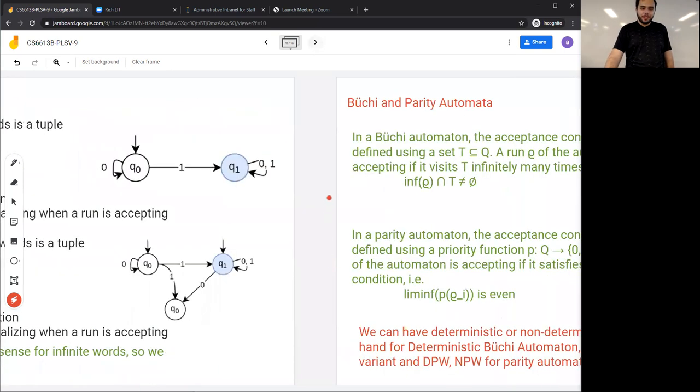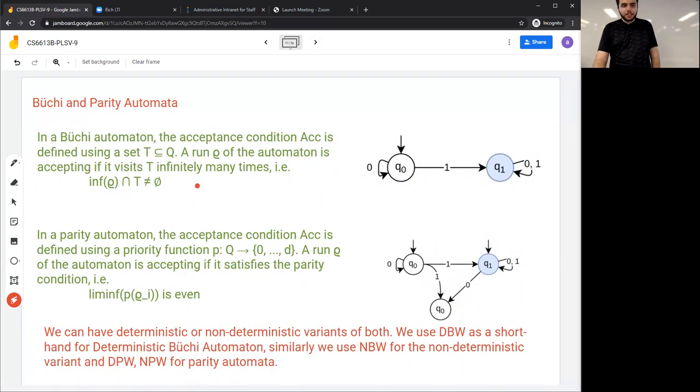So here's how it works. In the case of a Büchi automaton, you have a set T of accepting states, and a run of the automaton is accepting if it visits T infinitely many times, if it visits T infinitely often. This is just like the Büchi condition in our games. Now consider this automaton, which was the same thing that I asked you previously about, but now consider it as a Büchi automaton.